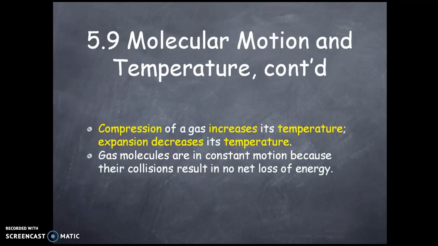The molecular motion and the temperature. The compression of a gas increases its temperature. So whenever you compress any gas, the temperature of the gas would increase. And if you expand the gas, then the temperature would decrease. The gas molecules are in constant motion because the collisions result in no net loss of energy.